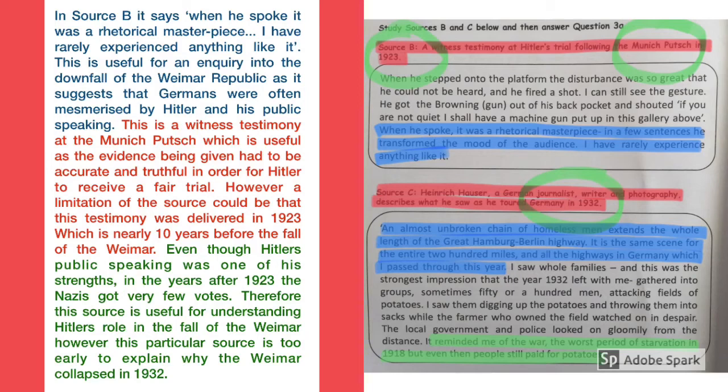However, a limitation of the source could be that this testimony was delivered in 1923, which is nearly 10 years before the fall of the Weimar. Even though Hitler's public speaking was one of his strengths, in the years after 1923, the Nazis got very few votes. Therefore, this source is useful for understanding Hitler's role in the fall of the Weimar. However, this particular source is too early to explain why the Weimar collapsed in 1932.